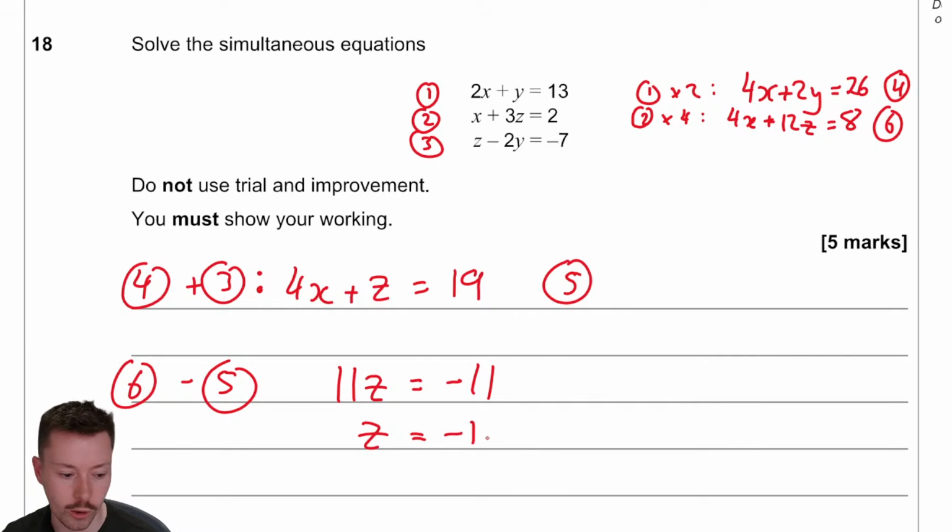Nearly done on this paper, and actually quite quickly. I feel like it's quicker to do these papers, these further maths AQA papers.